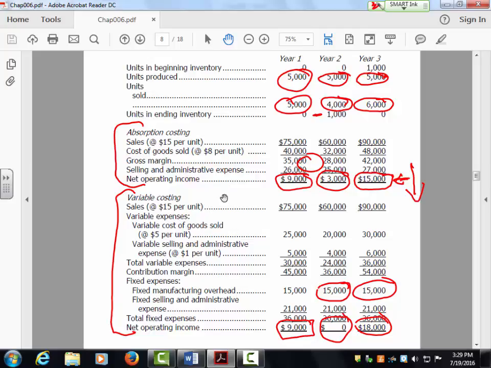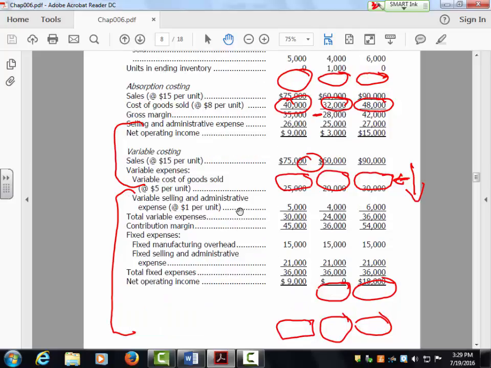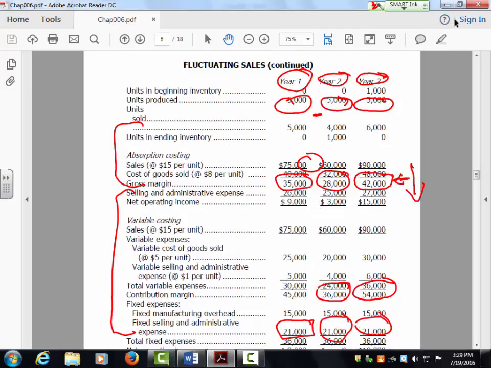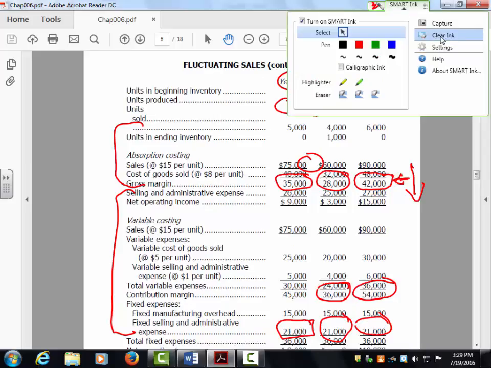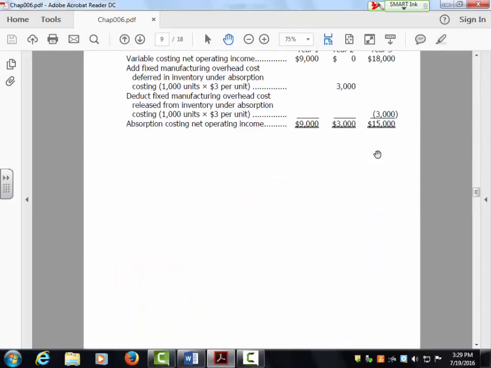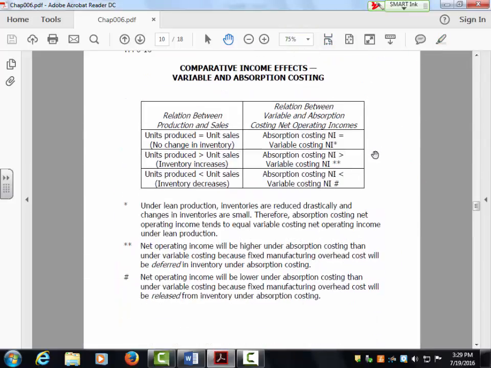All right, I think that's enough for this topic. Certainly you can look at the rest of the handout, and I'll clear the ink just to show you there's a little bit more that you can look at.